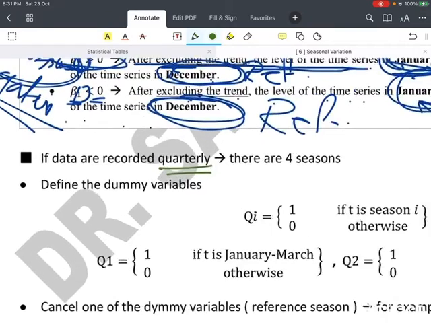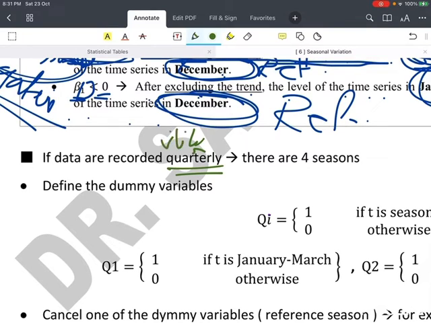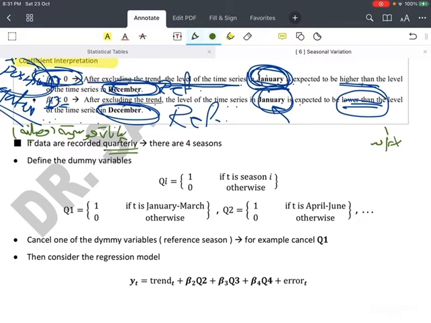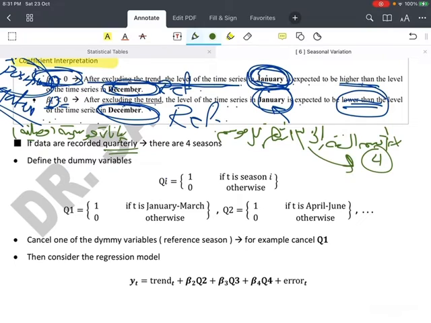What does quarterly data mean? Quarterly means seasonal data. It means I divide the year into 3-month periods, each one a season. So I will have 4 seasons, and each season has 3 months. Okay, so when I divide the year into 3-month periods, I get 4 seasons, with 3 months in each season. So this is the meaning of quarterly. We have 3 months in every season. That means we have quarterly data. We have 4 seasons.